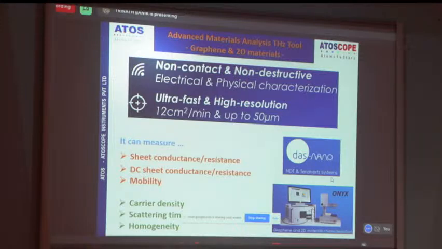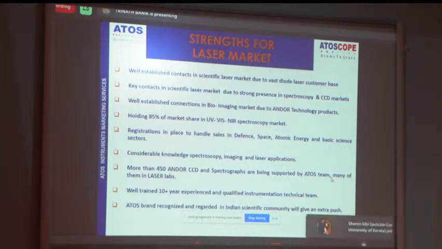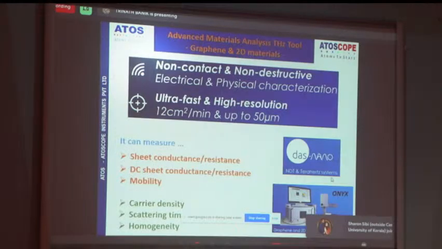Into a system means into a detector. So we have the terahertz source, we have the terahertz detector, and along with other accessories, it can be used to measure sheet conductance, DC sheet resistance, or mobility, and it can also measure the carrier density and homogeneity. So let me go back to the slide again. This is the system which can be used for different kinds of graphene and 2D materials, which has a terahertz source and terahertz detectors.